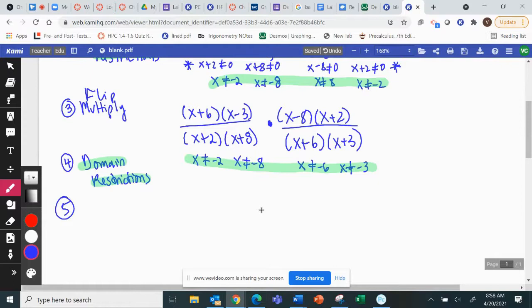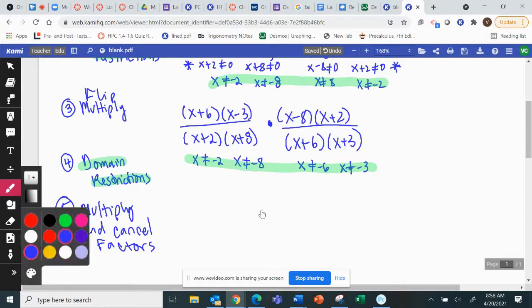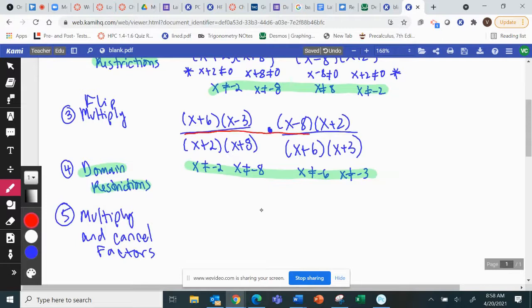Step 5, multiply and cancel factors. Remember, you can only cancel things that were factored. So in this step 3 up here, when I multiply them together, they're now one big fraction. I can only cancel things that I originally factored. So up here, it's like all those parentheses. I cannot cancel just an x because I don't have an x factored. I have to cancel the entire parenthesis.